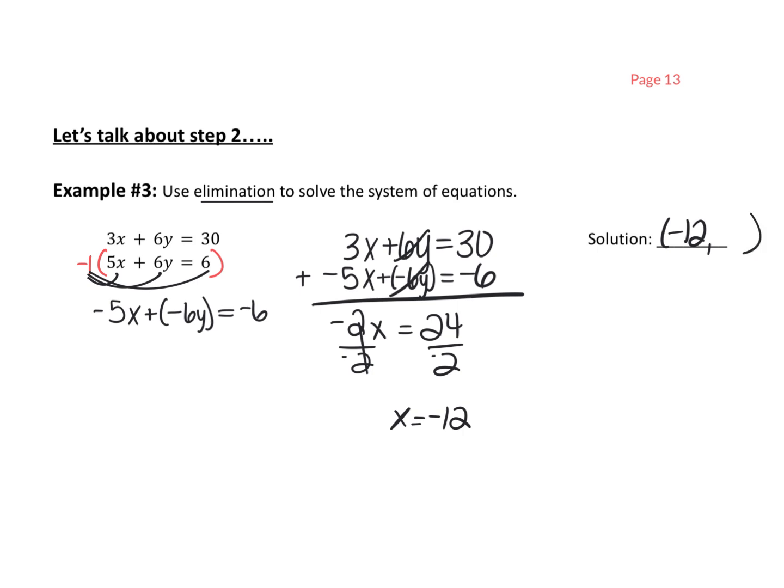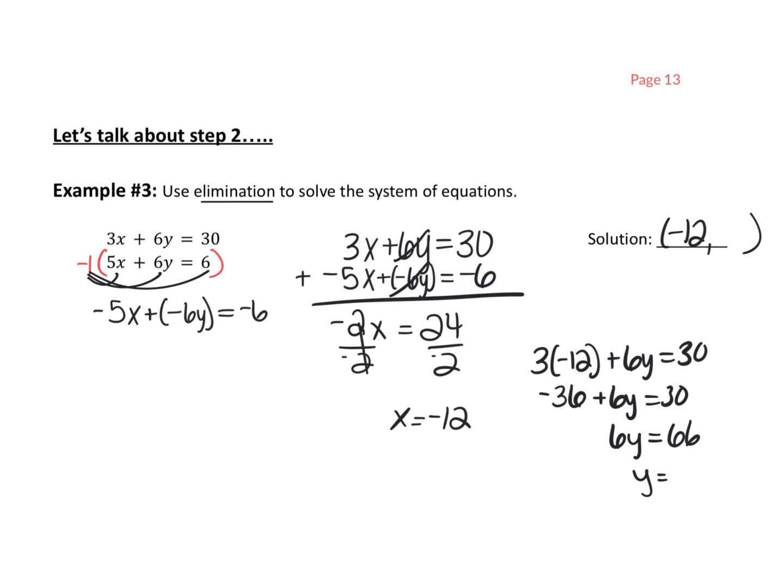All right, now I substitute that back into either one of my original equations to solve for y. 3 times -12 plus 6y equals 30. I've got -36 plus 6y equals 30. If I add 36 to both sides, I get 6y equals 66, y equals 11. So my solution to this system is -12, 11. And again, always a good idea to plug it back in to check that it works with both equations.